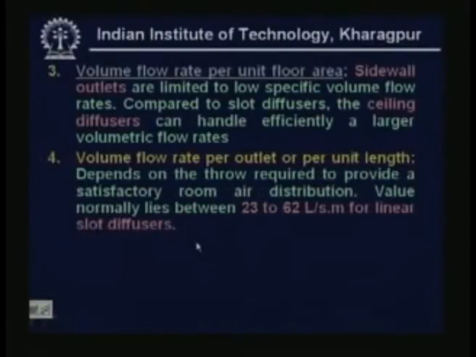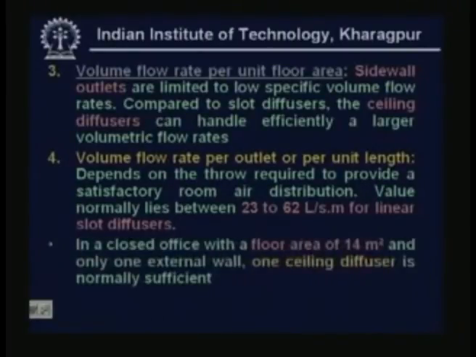Next important criteria is the volume flow rate per outlet or per unit length. This depends upon the throw required to provide a satisfactory room air distribution. Okay, and this value normally lies between 23 to 62 liter per second per meter for linear slot diffusers. So, if you know the total volumetric flow rate, you can calculate the length of the slot diffuser required, because you know the volumetric flow rate per unit length.